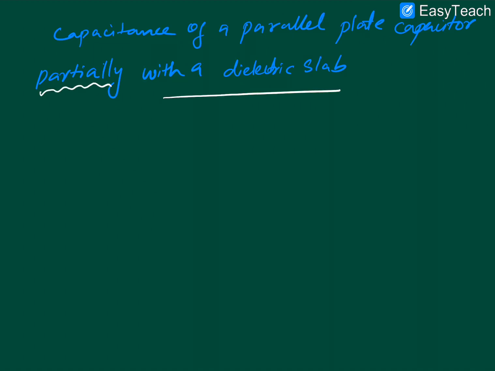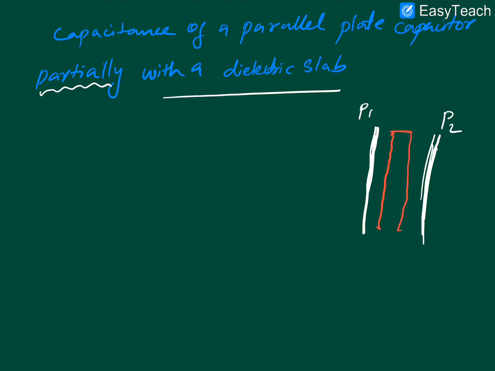You are not keeping the slab in the entire region, but you are keeping it only in a small region, and it is a slab, a dielectric slab. So let us consider this case. There is a plate P1, there is another plate P2 like the previous one, and you are placing a slab in between P1 and P2. There is a slab only in a small region. You are placing the slab not in the entire region.